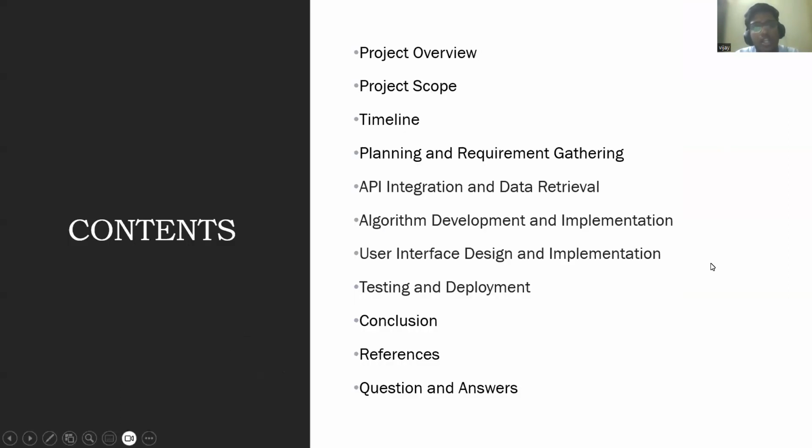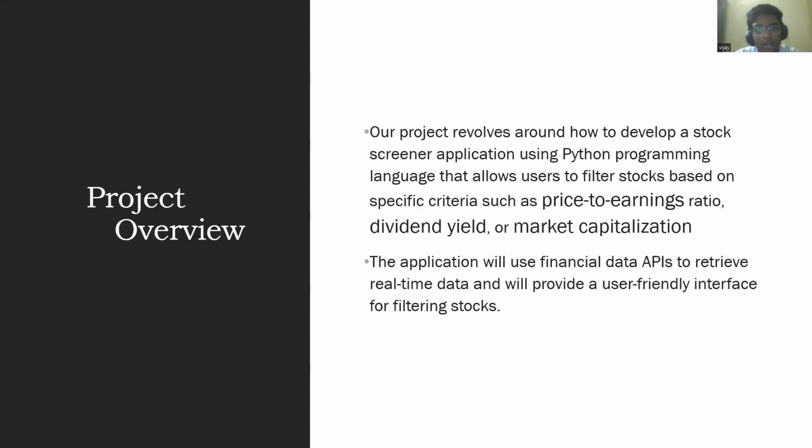Here are the contents of this PPT. First is project overview, then the project scope, then the timeline, then planning and requirement gathering, API integration and data retrieval, algorithm development and implementation, user interface design and implementation, testing and deployment. Then we'll go to the conclusion and reference part. And if you have any questions, you might ask at the end of the PPT. So, the project overview.